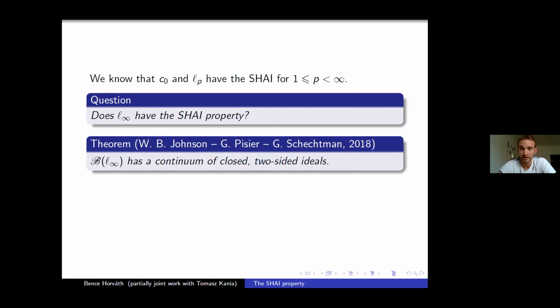We cannot do that here because we know by quite recent work of Bill Johnson, Gilles Pisier, and Gideon Schechtman that the lattice of the closed two-sided ideals of B(L infinity) has at least continuum many distinct ideals. So, let me just put forward that the answer is that this space will still have the Chi property, but we will have to do something else.